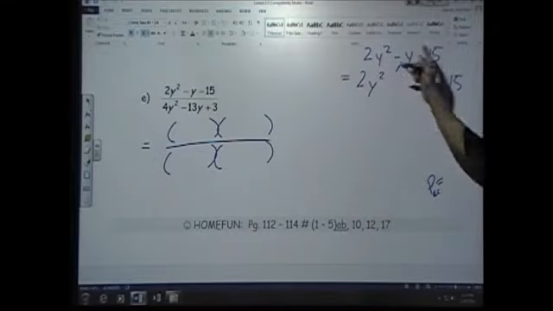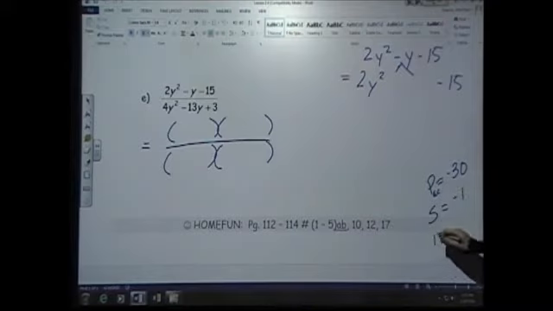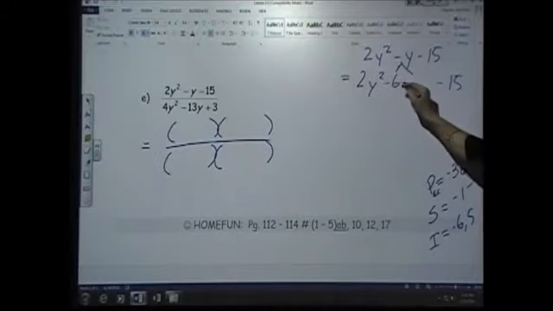The product of AC is 2 times negative 15, which is negative 30. The sum of that thing is negative 1. So two integers that multiply to that and add to that are negative 6 and 5. So I'm going to break this up into negative 6y and positive 5y.